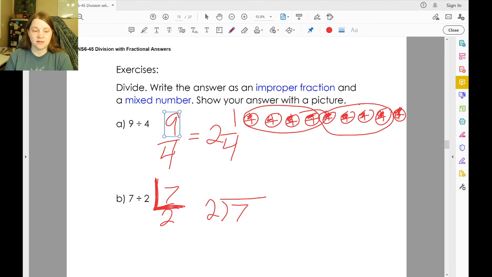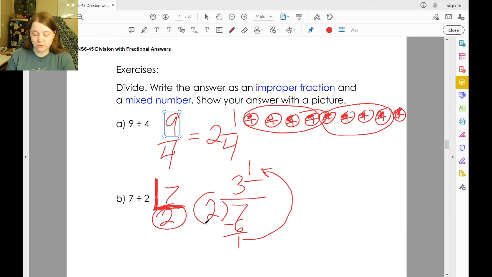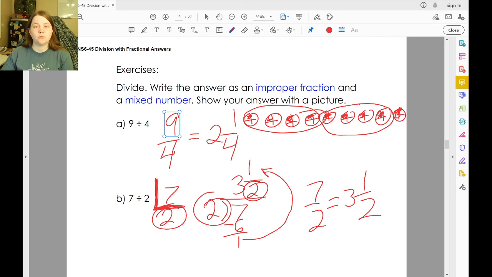2 is on the outside. 2 goes into 7 three times. 2 times 3 is 6. There'd be 1 left over. This 1 is not a remainder. This 1 is going to go all the way up into the numerator, and our denominator is still going to be 2. 7 over 2 is the same as 3 1/2.